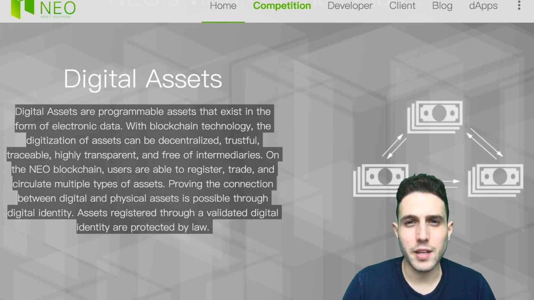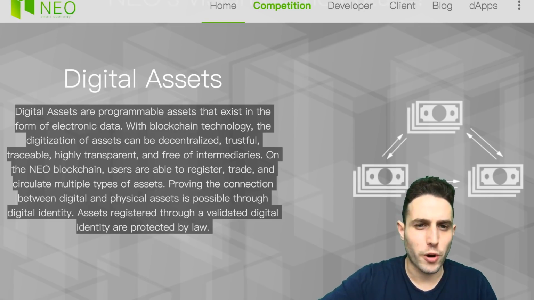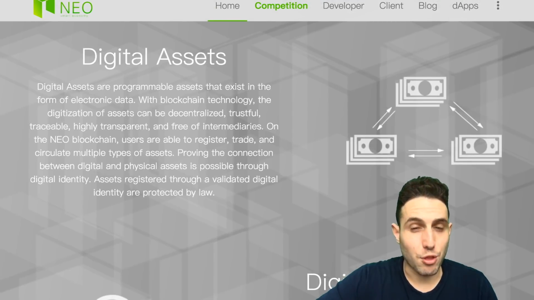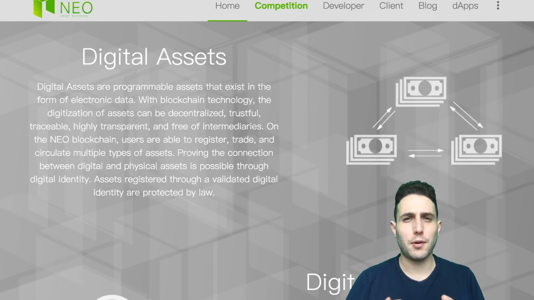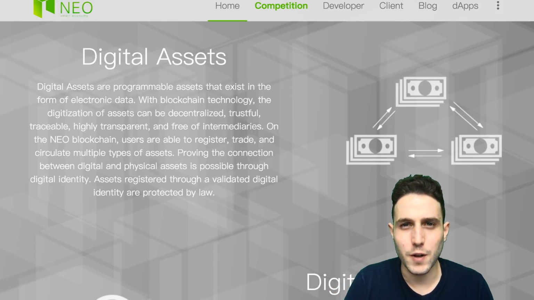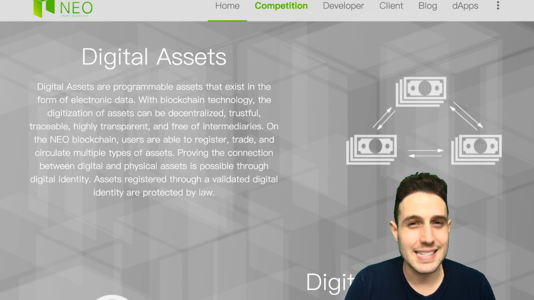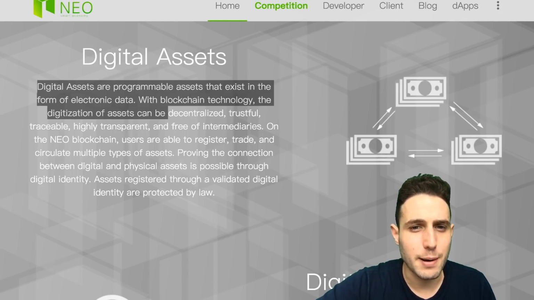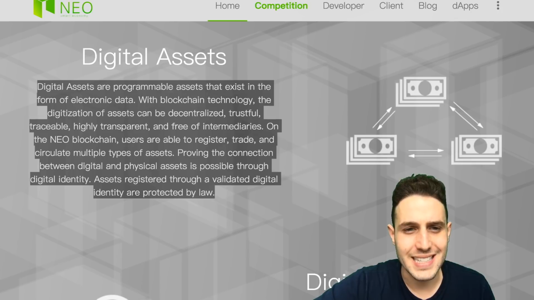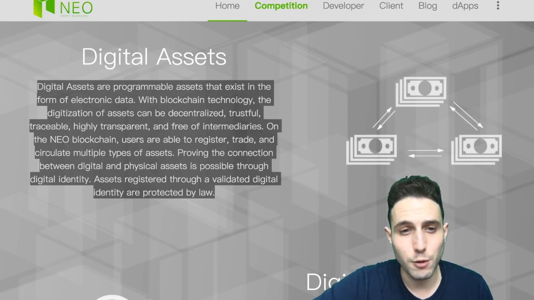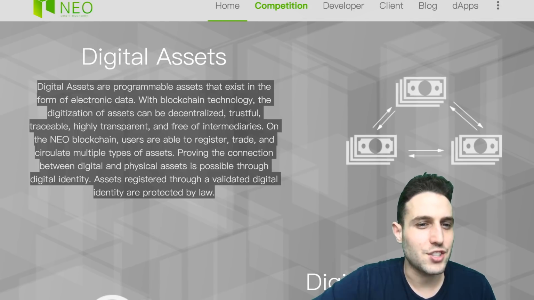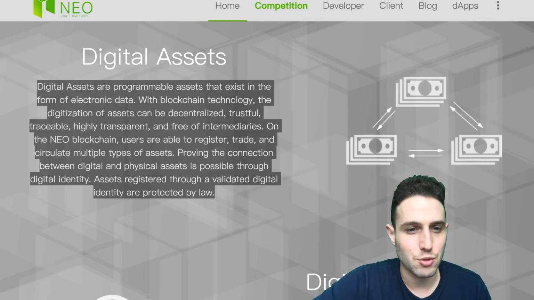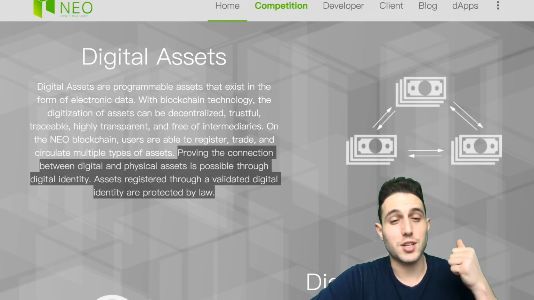Now returning to the NEO homepage and looking at NEO's three core assets of their value proposition. They have three core pillars, and as we read through them, we can start to pick apart and understand how Ontology is not some kind of competitor to NEO, but rather an integral aspect of all of what NEO wants to accomplish. Digital assets are programmable assets that exist in the form of electronic data. With blockchain technology, the digitization of assets can be decentralized, trustful, traceable, highly transparent, and free of intermediaries. On the NEO blockchain, users are able to register, trade, and circulate multiple types of assets, and proving the connection between digital and physical assets is possible through digital identity.